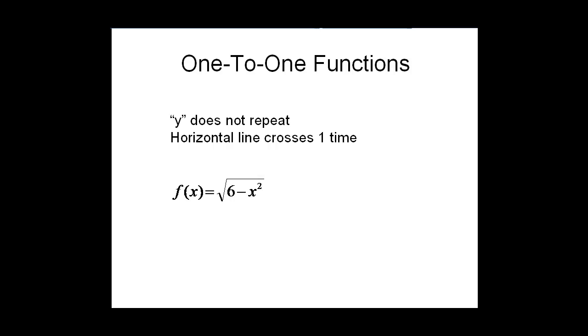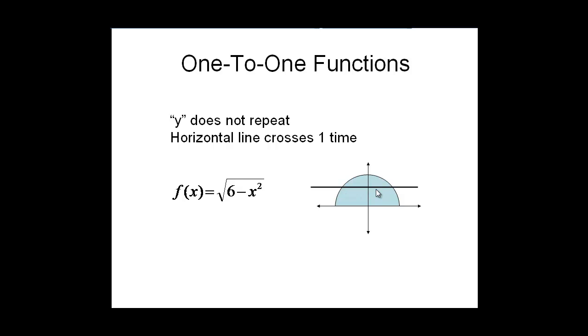horizontal line test. As an example, suppose we have f of x is equal to the square root of 6 minus x squared. If you were to type this in a calculator, it's going to give you a semicircle. It's going to go on the left side, curve up, curve down to the right side. Now, if we go to our horizontal line test, and we draw a horizontal line across, it's going to touch two times, once on the left and once on the right.